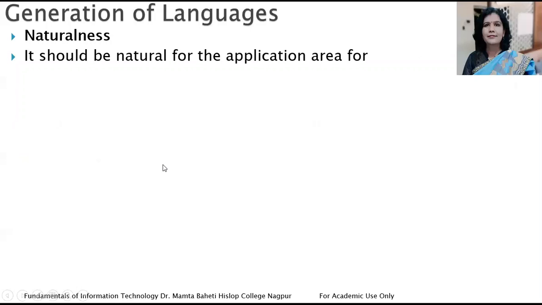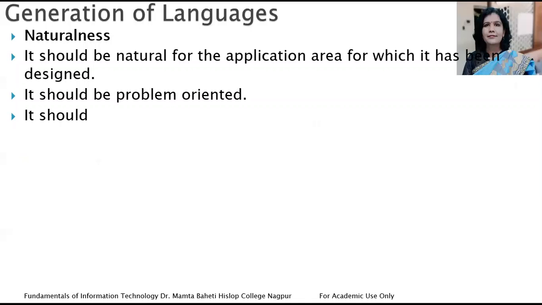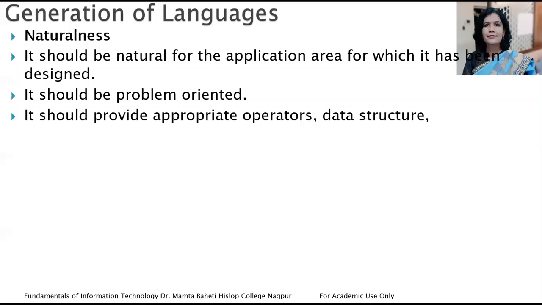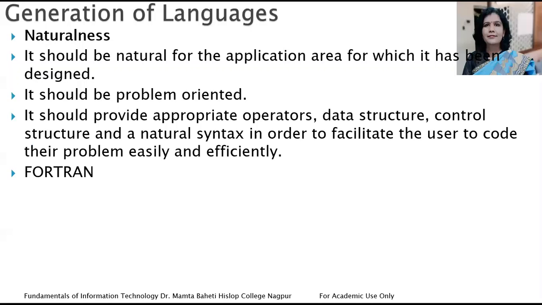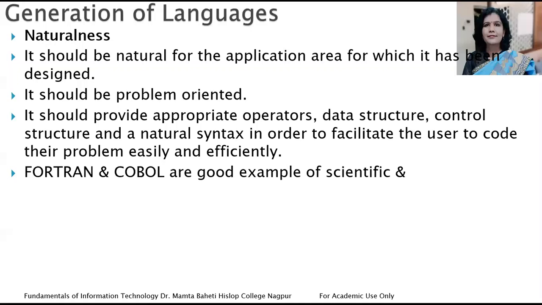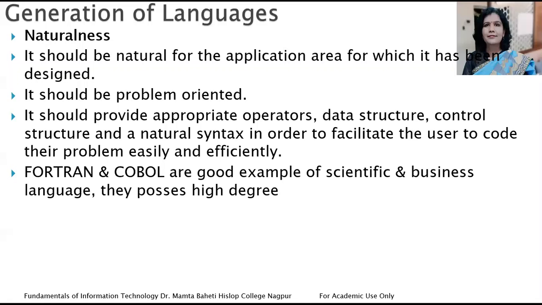It should be natural for the application area for which it has been designed. It should be problem oriented. It should provide appropriate operators like data structures, control structures, and a natural syntax in order to facilitate the user to code their problem easily and efficiently. For example, if I wish to write addition, in the language itself, plus should indicate appropriate addition. Okay, so that is the naturalness. Or if I write square root, so the sqrt function should be there and it should work accordingly to how a square root is worked out. So that is the naturalness of that particular language.